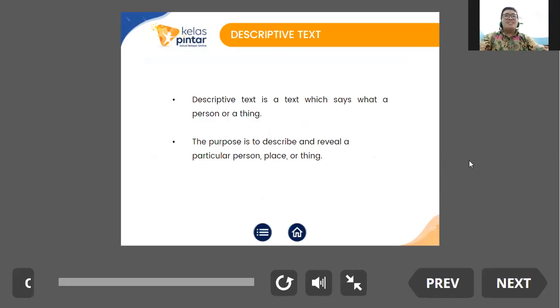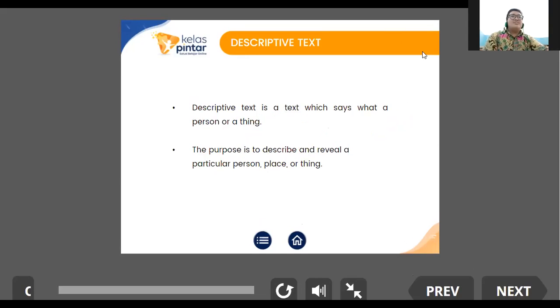If there's no other answer, let's take a look at this one. We can see from this definition that it says what a person or a thing is. And that's true, the purpose itself is to describe. Your friend already mentioned that, describe. And not only describe, but also reveal. Describe and reveal a particular person, place, or thing. All right, this is easy.